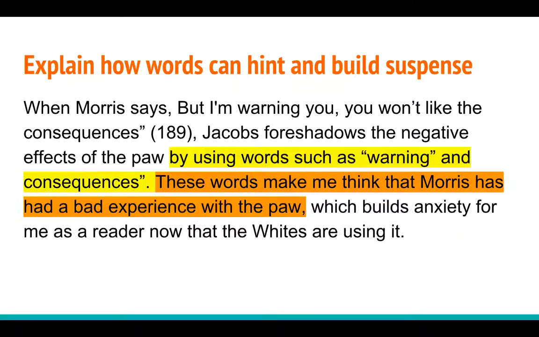So here's what this student could have done in order to elaborate and make their CSE stronger. So I'm going to go ahead and read it and I'll explain why this is elaboration. "So when Morris says, 'but I'm warning you, you won't like the consequences,' Jacobs foreshadows the negative effects of the paw by using words such as 'warning' and 'consequences.'" Okay, let's pause there. First of all, I know I'm missing a quotation mark before consequences.